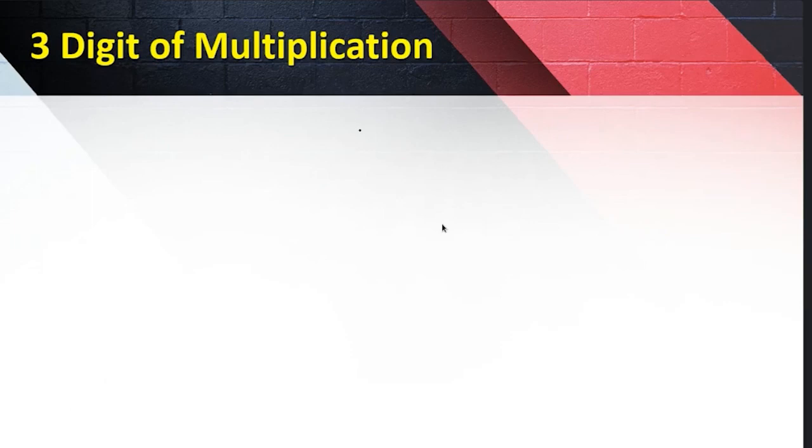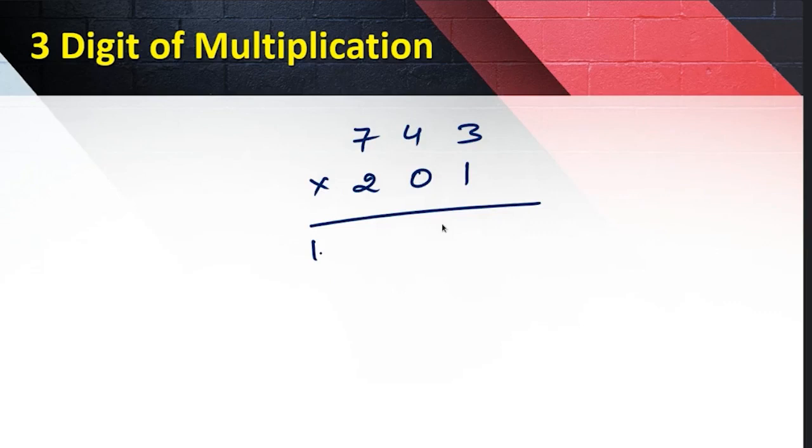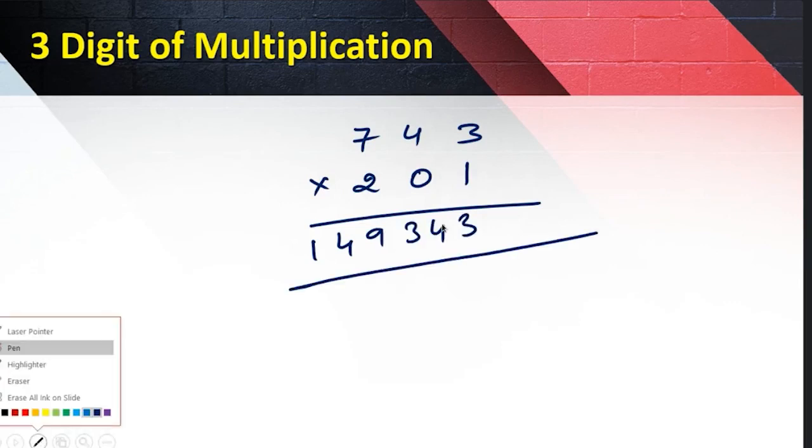So the number is 743, and you have to multiply 204, not 204, 201. Do it now. 149,343. Oh, 149,000. 49,343. Okay, very big number. I don't expect this kind of number.